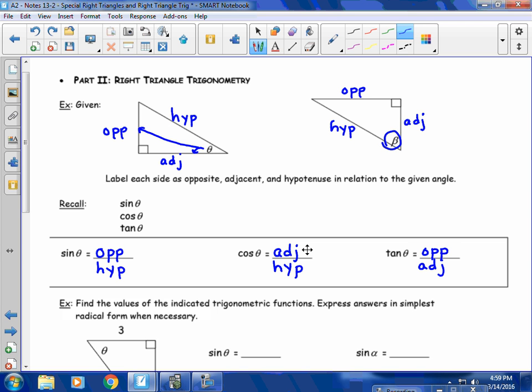And the way that people always remember those is by using SOHCAHTOA. So, SOH: sine is opposite over hypotenuse. CAH: cosine is adjacent over hypotenuse. TOA: tangent is opposite over adjacent. SOHCAHTOA.